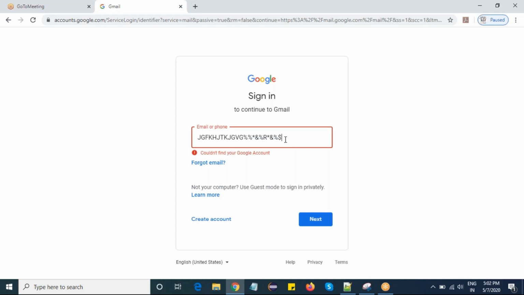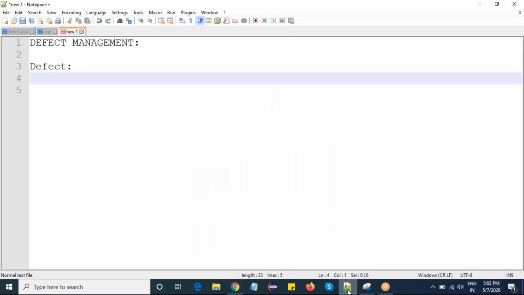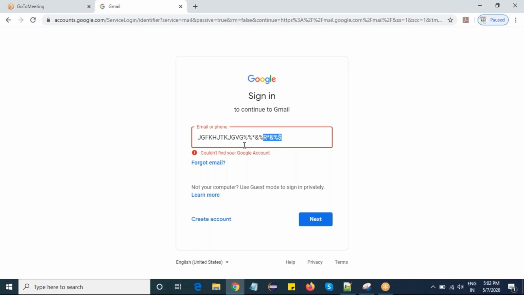Then what is a defect? If you see this example, what is my expectation with this input? I could see an error message saying that this account is not valid, or this account does not exist, or this account can't be found. These are my expectations. Let us consider that I am able to see the next page. With this data, if I click on next and go to the next page, now tell me whether it is a defect.